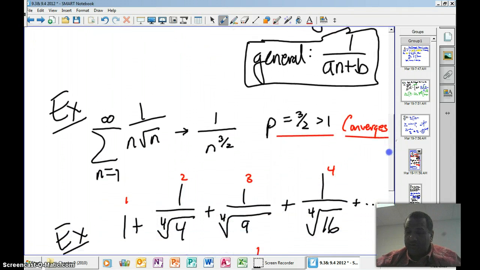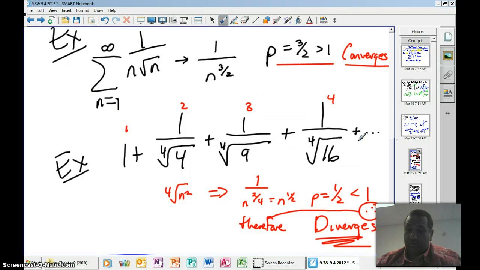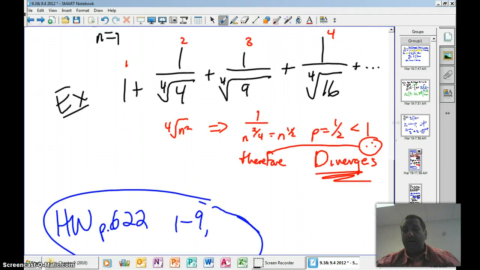So let's take a look at some examples. If I had 1 over n square root of n, we could change that to 1 over n to the 3 halves. Well, p is 3 halves, which is greater than 1, so it converges. It doesn't tell you what it converges to, but it converges. Here's another example. What's going on with the bottom? Well, it's the 4th root of n squared. So that means the 4th root of n squared means we're at n to the one half. Half is less than 1, therefore it diverges. By the way, 3 dots means therefore. I don't know if you knew that or not. So there's a divergent p-series.